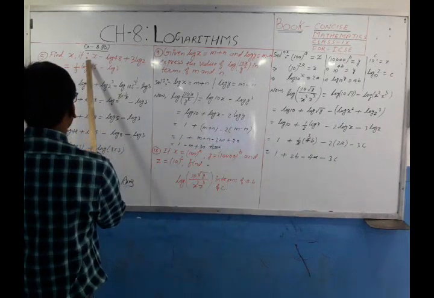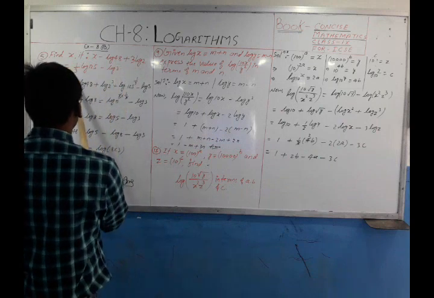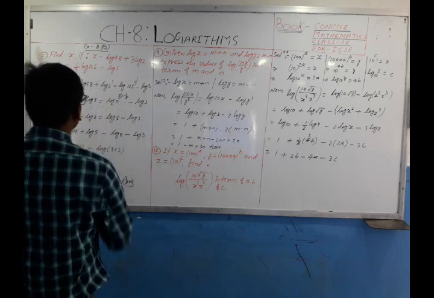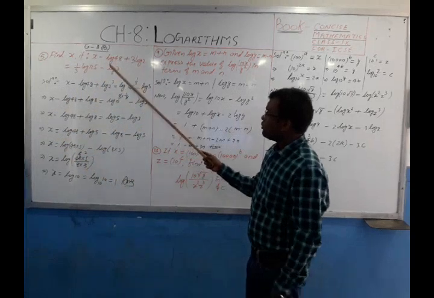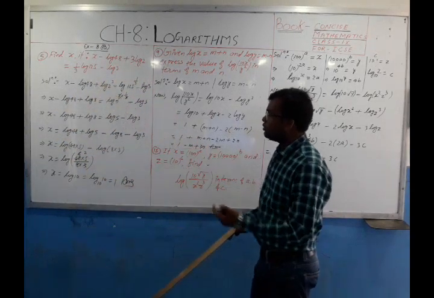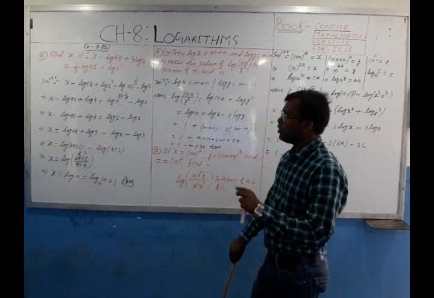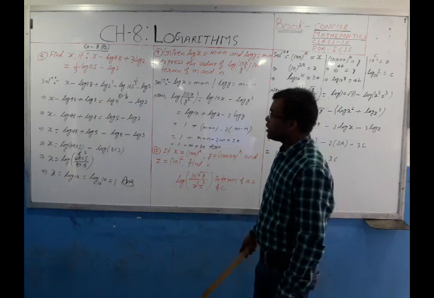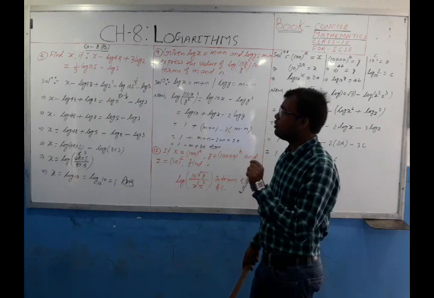So now, see question number 5. Find x if x minus log 48 plus 3 log 2 equals 1 by 3 log 125 minus log 3. We have to find the variable x. How to find the variable x? First we try to remove all the logs, or convert using the formulas of logs, the laws of log.